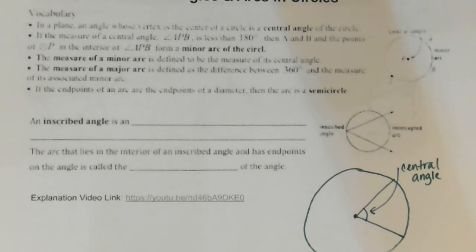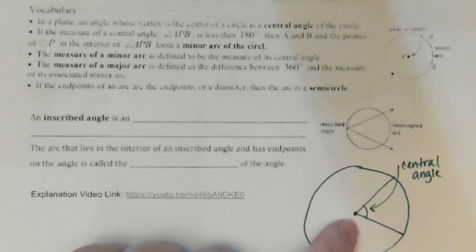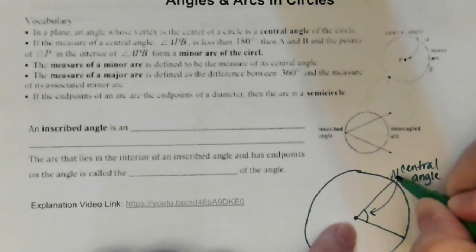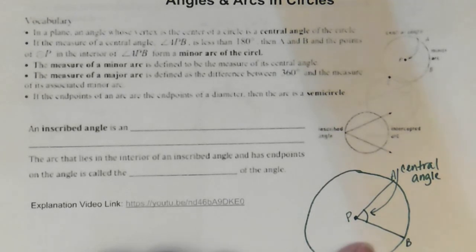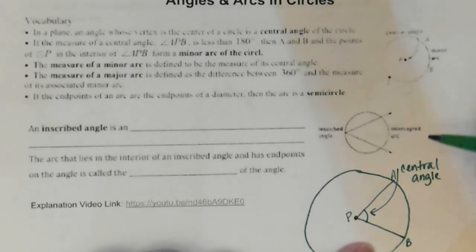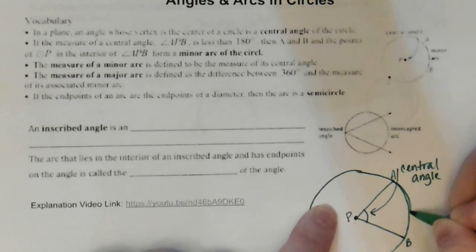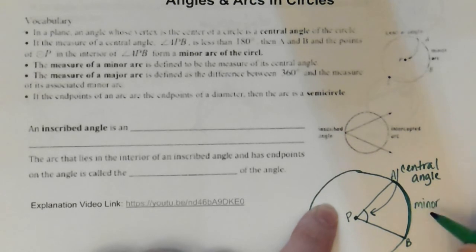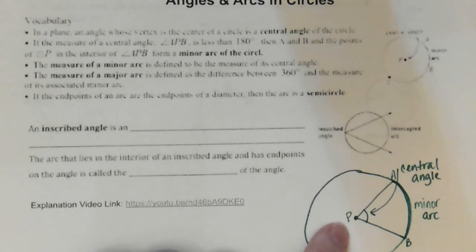Then it says if the measure of the central angle, like in this case they're calling it APB because there was an A here, a P here, and a B here, is less than 180, then A and B and the points of circle P in the interior form a minor arc. So what they're saying is, as long as it's smaller than half the circle, this piece right here is a minor arc. Now all an arc is a piece of a circle, so it's a curve. But if it's less than half the circle, it's called a minor arc. Now the neat part is these two have the same measurement. So say this was a 60-degree angle, then this would be a 60-degree arc. They're the same. That's a neat thing.